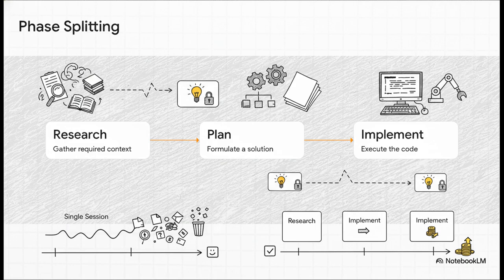Your second lever is phase splitting. A lot of the time, we ask an agent to research a problem, plan a solution, and implement the code all in one giant session. But doing that just drags all those irrelevant research files through every single conversational turn, which degrades quality and burns tokens. By splitting these tasks up and creating brand new, fresh context windows between researching, planning, and implementing, you bypass that recency bias entirely. It keeps the agent highly focused and super efficient.